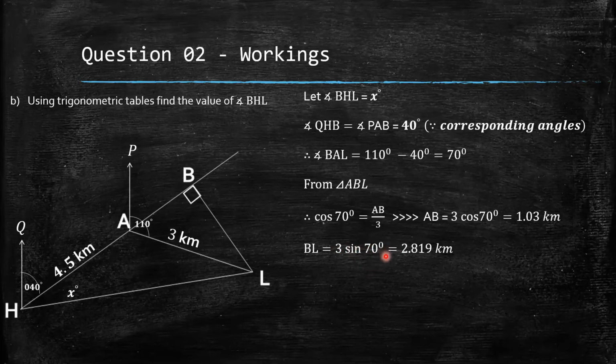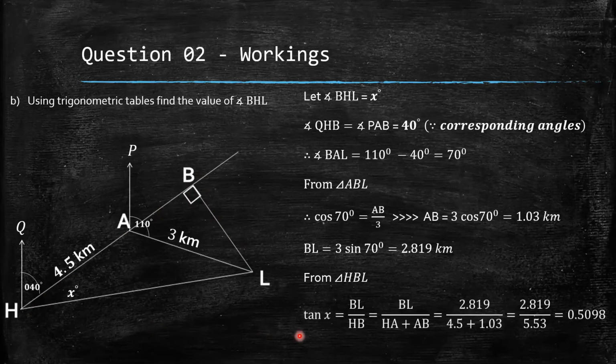So 3 times sine 70 will be equal to 2.819. So that will be my BL. Now, from the triangle HBL, you know the values of HB and BL, right? Now you can get a tan expression for this angle. Tan X, or tan BHL, will be equal to the opposite side, which is BL, divided by the adjacent side, which is HB.